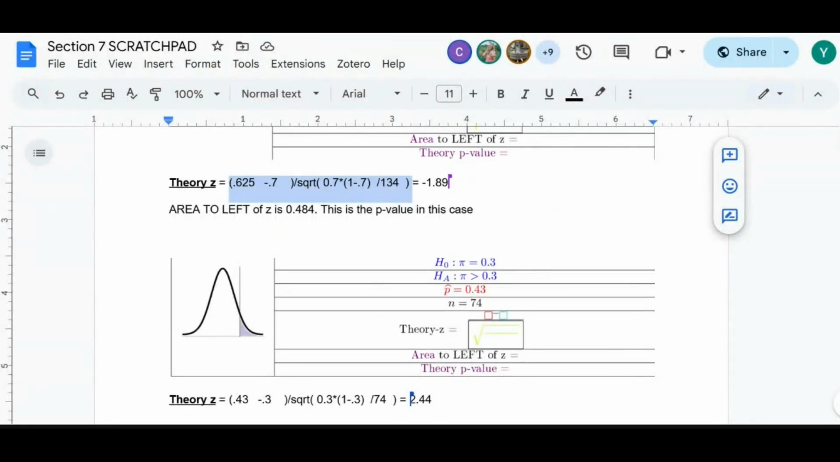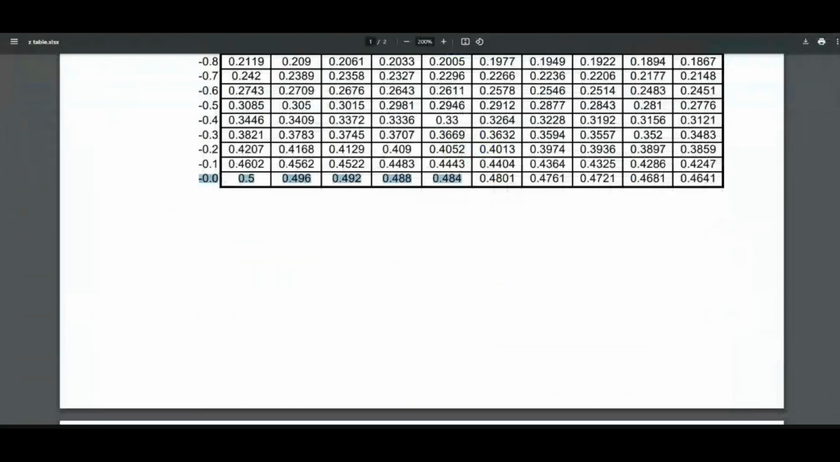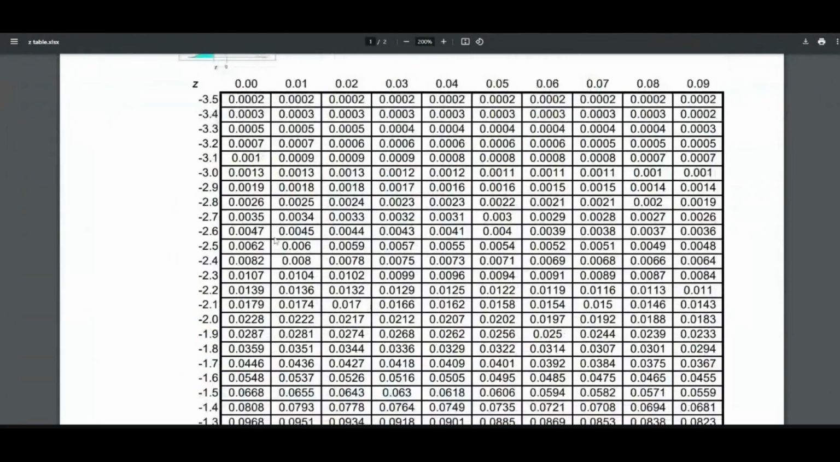Okay, thank you. So can we change some answers? Now that it's minus 1.89, that's not correct anymore. What is the area to the left of minus 1.89? Yeah, why not ask ChatGPT, what is the area to the left of minus 1.89 on a standard normal distribution table, right? It will give you the answer, I believe. If it cannot, then it has failed, right?